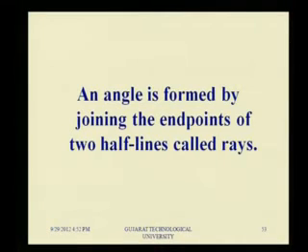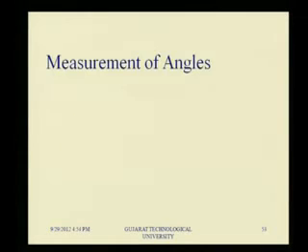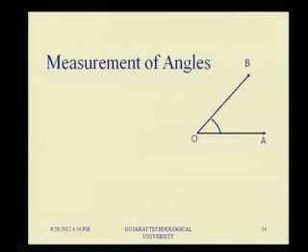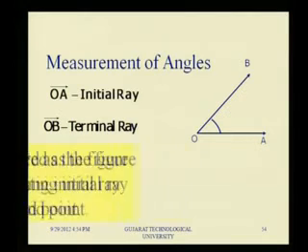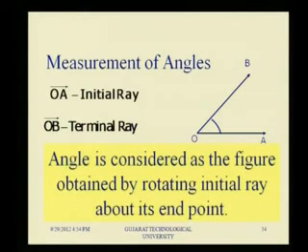An angle is formed by joining the end points of two half lines called rays. Measurement of angles. If you observe, this is the same thing we had discussed in the practical. OA is the initial ray and OB is the terminal ray after rotation of the initial ray, and whatever measurement we are getting is nothing but an angle. An angle is considered as the figure obtained by rotating the initial ray about its end point.